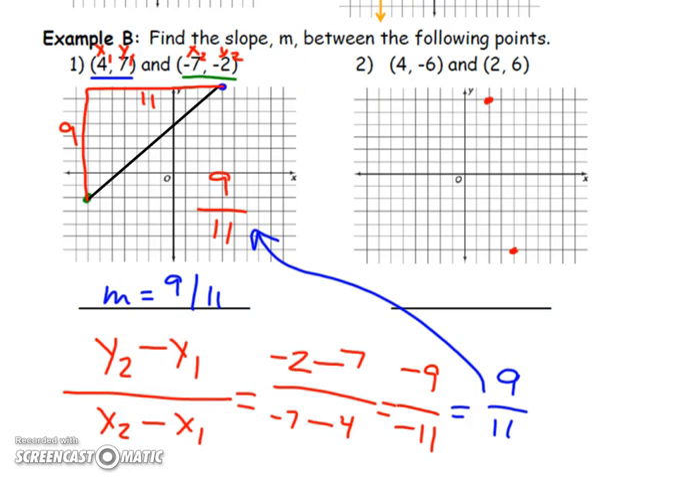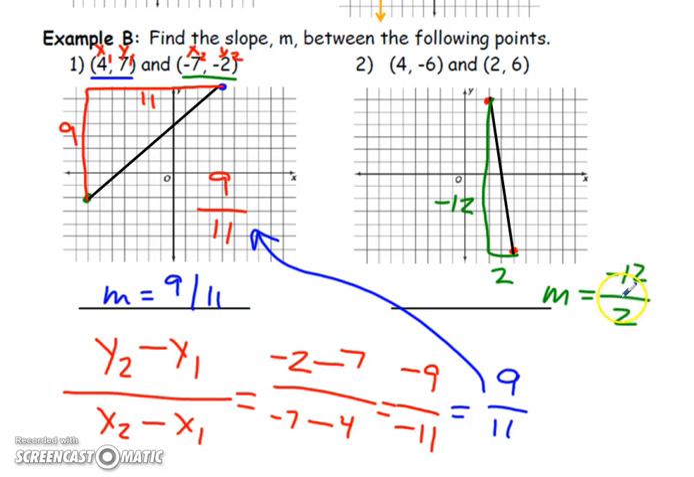And then I would connect those to make my segment. And I could count my rise and my run. Now if you notice, in this case our rise is going down. So 2, 4, 6, 8, 10, 12 down, and 2 over. So this slope should be -12 over 2.